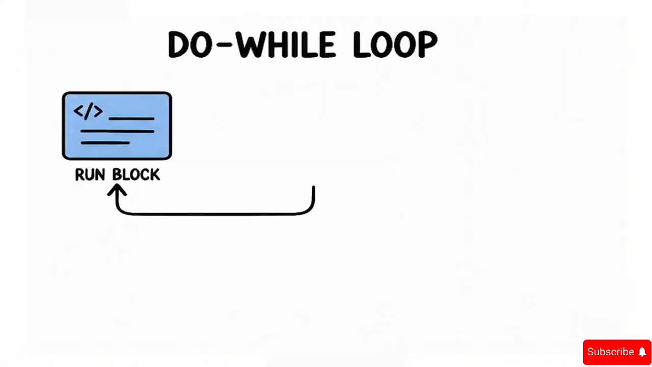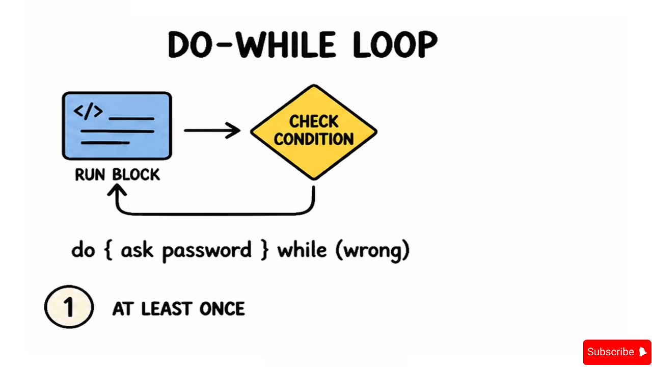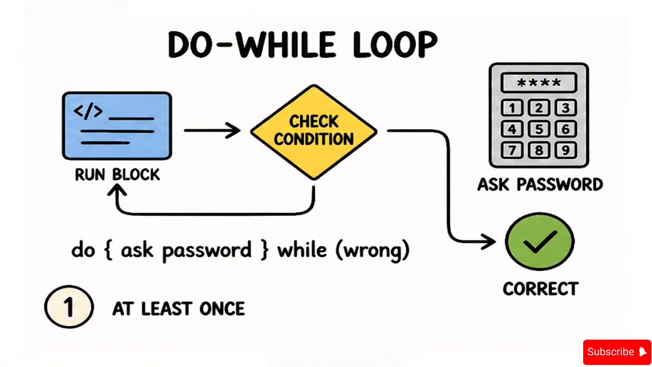A do-while loop runs the block first, then checks the condition. This guarantees the code runs at least once. For example, ask the user for a password, then check if it is correct.